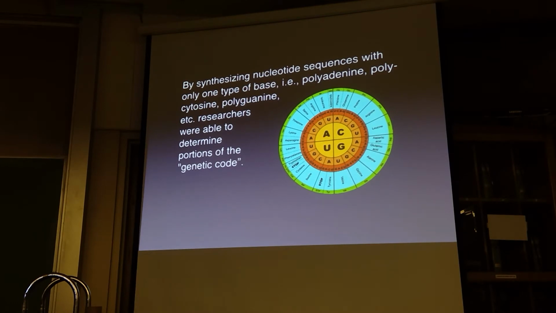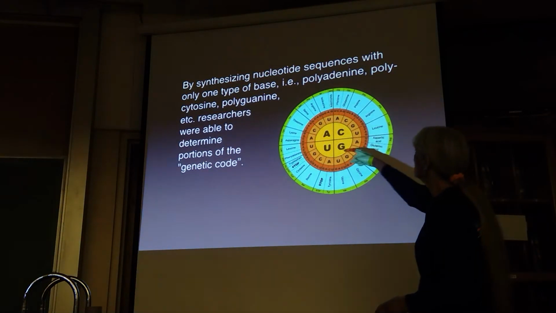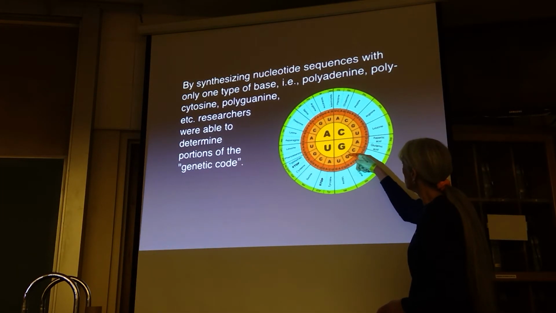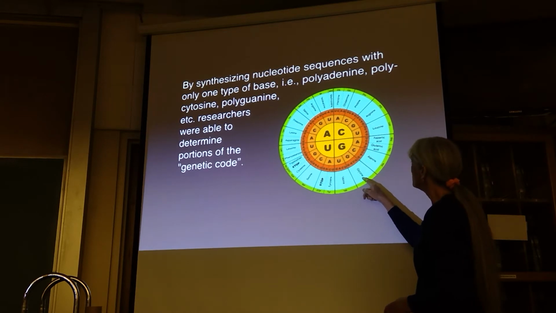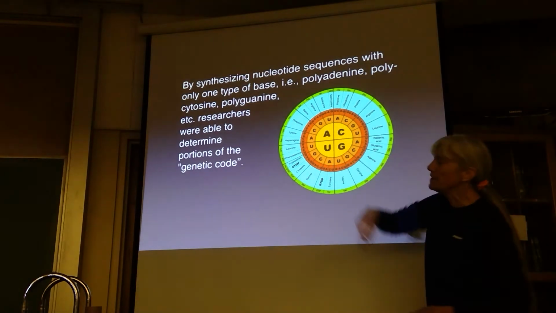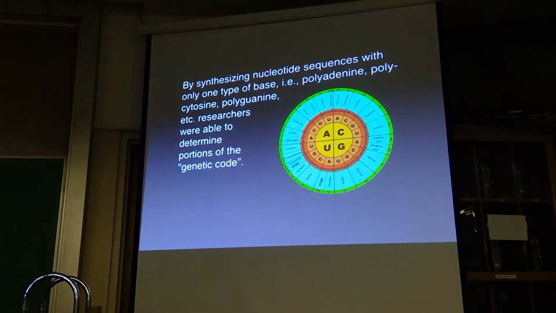Here's another way to express it. Here's the genetic code again, showing bases in sets of 3. In this one, you have the first base in the middle, and then the second base, and then the third base. So there's always 3 bases, and 3 bases encode a specific amino acid. In this case, glycine, alanine, etc. around that ring. Again, there's lots of different ways to represent this.